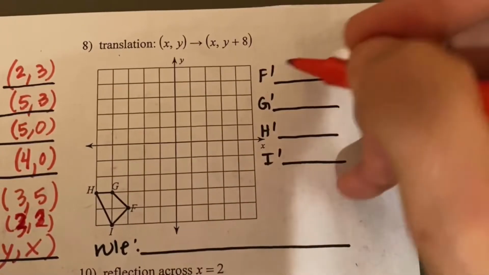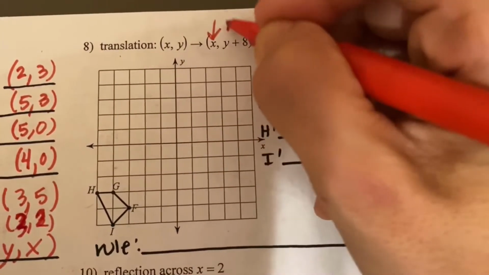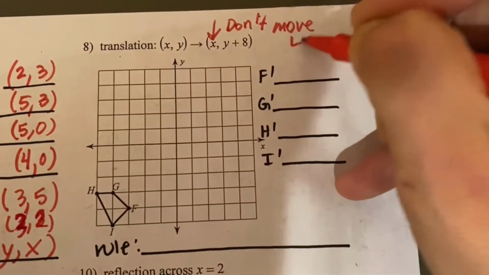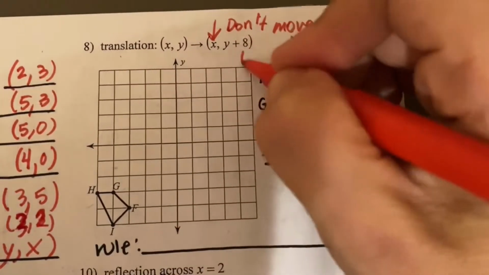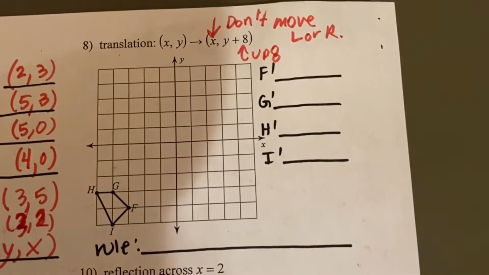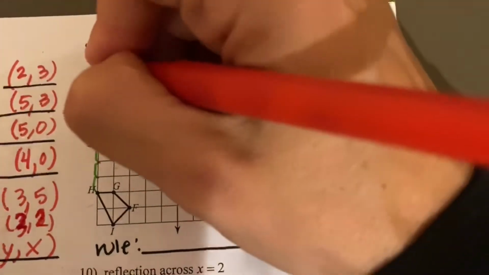Okay. Translate it. Don't move left or right. But move it up 8. No problem. This is an easier one. 1, 2, 3, 4, 5, 6, 7, 8. Bam. H prime.